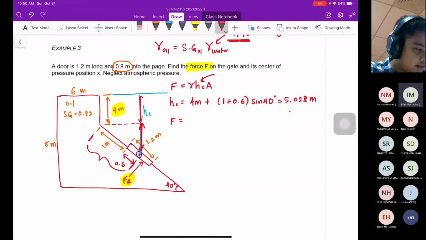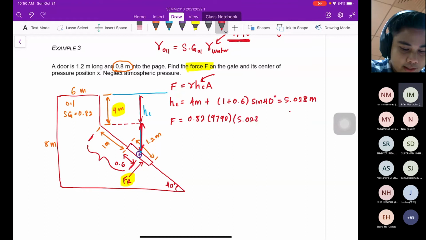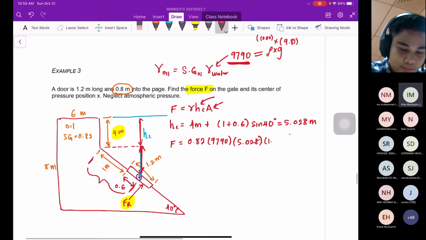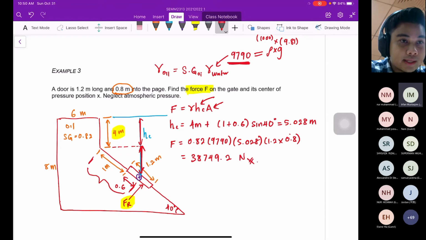So 0.82 specific gravity multiplied with the gamma of water 9790, multiplied with the HC, which is 5.028, multiplied with the area. So what's the area? Area of the door, which is 1.2 multiplied with 0.8. So you will get here 38749.2 Newton. Okay, so this is the magnitude.